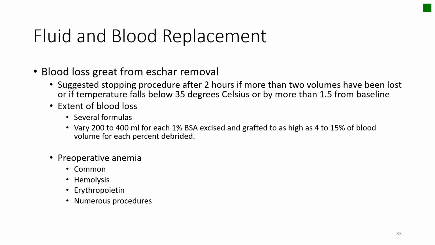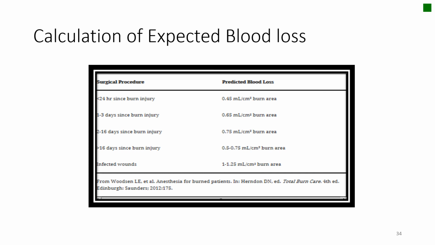You also can have hemolysis that occurs, and that's destruction of the red blood cells. You can also have erythropoietin production that is reduced due to bone marrow suppression. And lastly, patients with extensive burns usually undergo a variety of surgical procedures which result in blood loss and which further exacerbates the anemia. How to calculate the expected blood loss. Again, the formulas vary, but please familiarize yourself with this slide.